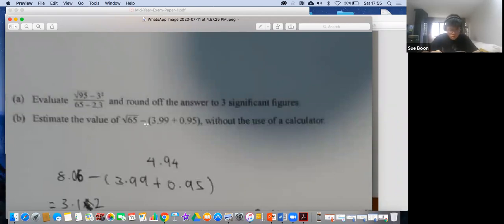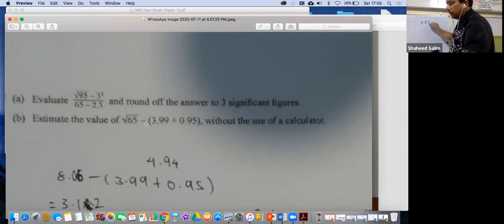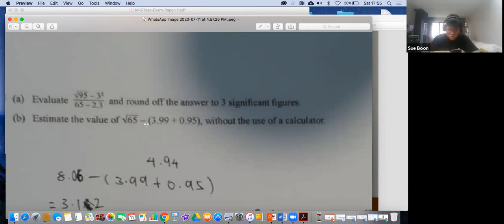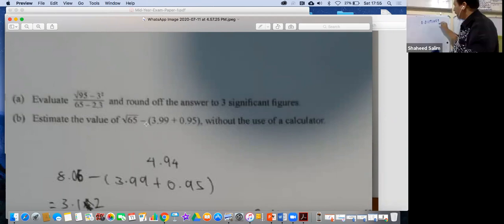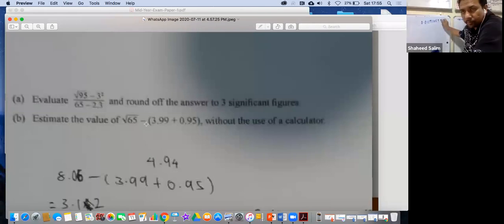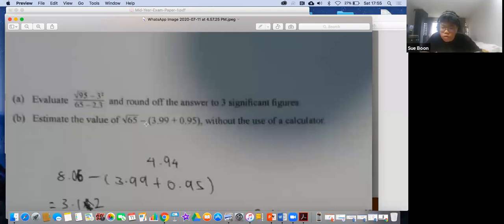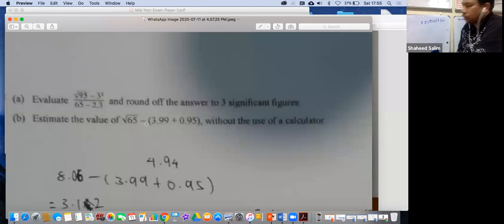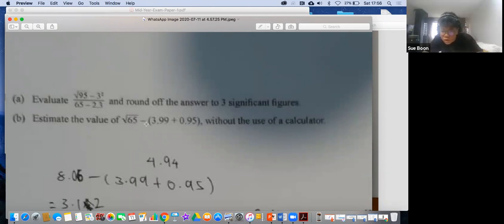0.01191059561. So they want 2 significant figures. You cannot start counting from here. You must start counting from here, 1, 2. Means you have to cut down here. Yeah, see. Oh my God.